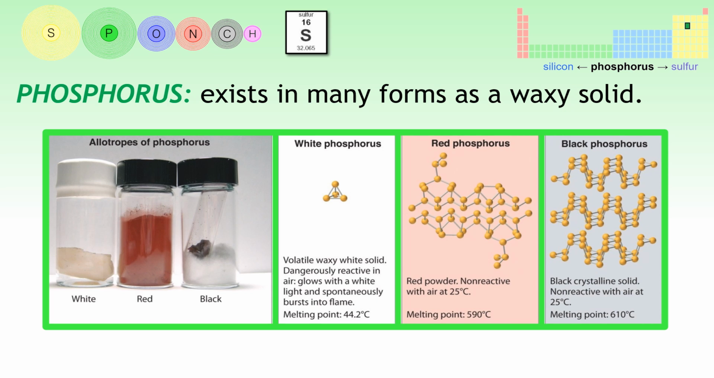The P in S.P.O.N.C.H is for phosphorus. Phosphorus exists in many forms as a waxy solid. You can see from the illustration here that all the atoms in the picture are the same. They're all phosphorus atoms, but there's different ways that they can be combined to make different shapes. So that's why we have different forms of phosphorus.